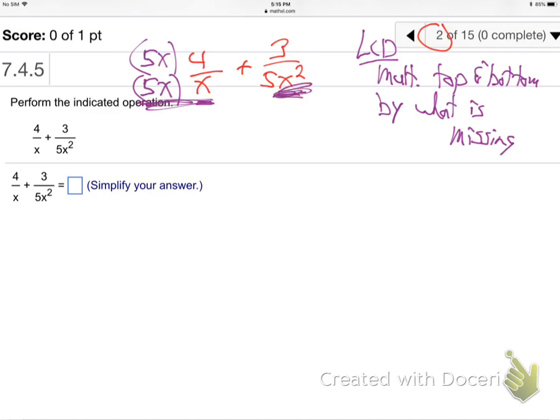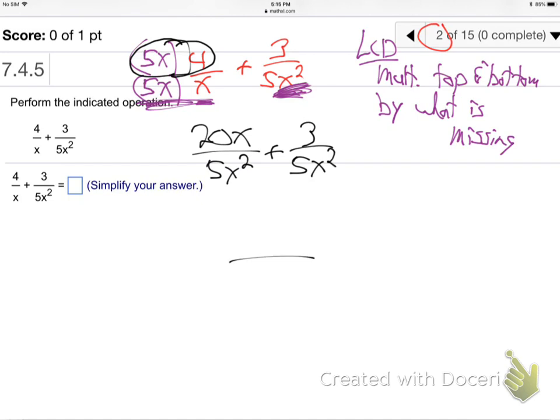The other guy, I don't have to do anything top and bottom of him because he's already got everything. He's already got 5x squared. He's not missing anything that the other one has. So now that we've done that, these multiply: 4 times 5x, 20x over 5x squared plus 3 over 5x squared. Now you can make it one fraction with common denominator 5x squared: 20x plus 3 over 5x squared. That's it. You can't reduce that or anything.